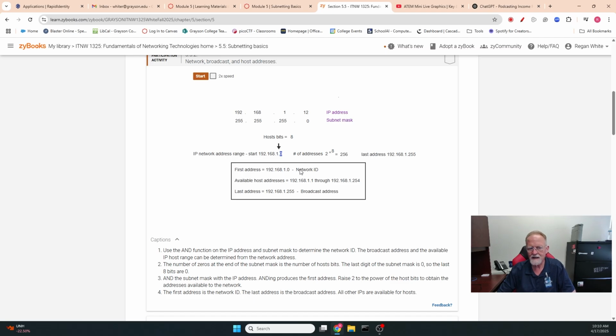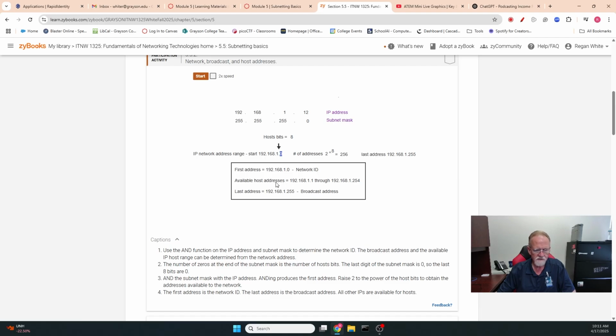That's the network ID. You can't use that. You can't install that in anything. You can't put it in a network card. You can't do anything with it except it's the network ID. It has its own job to do. Available hosts you've got from .1 to .254. That is your range. And then the last address of the range is .255. That's the broadcast address. You can't do anything with either. So you lose the first and the last addresses.